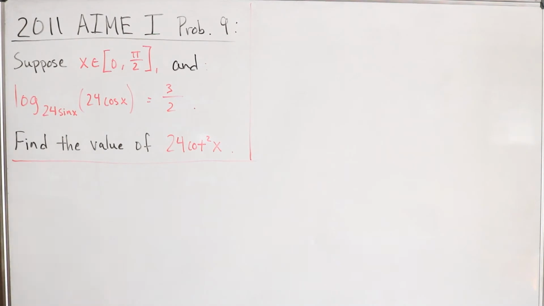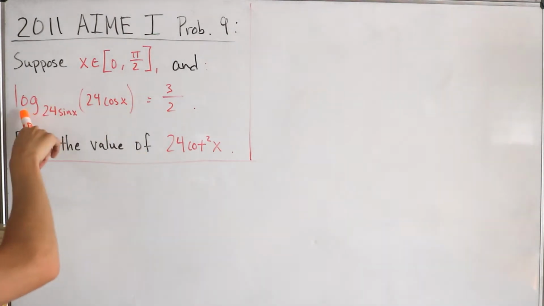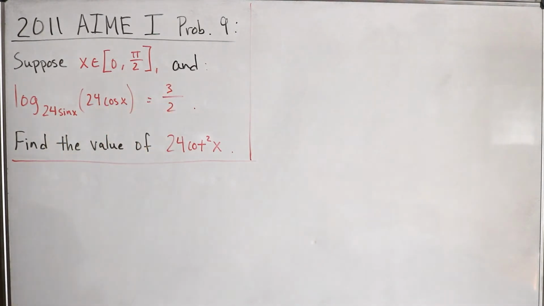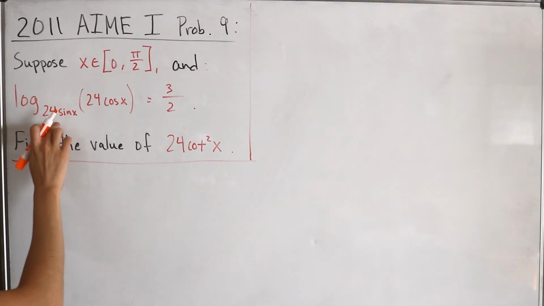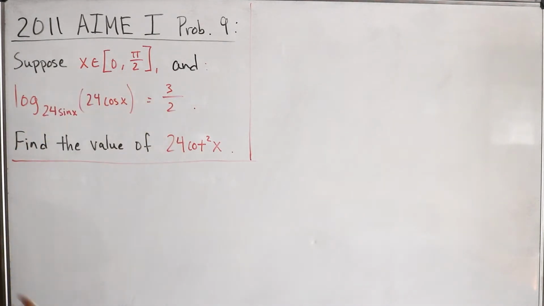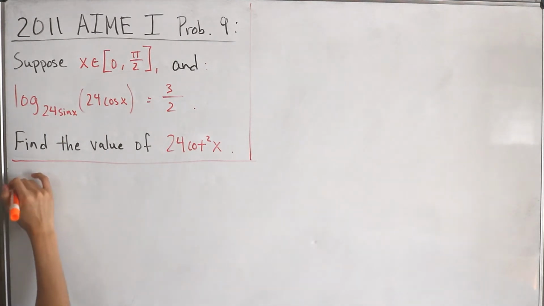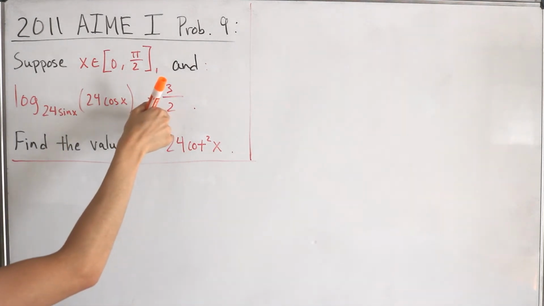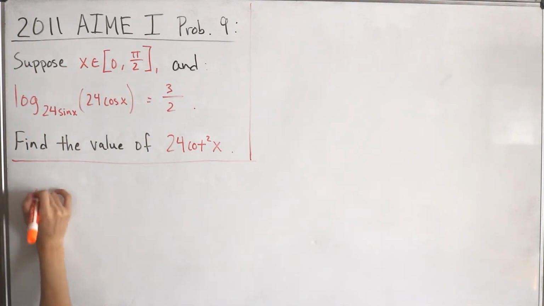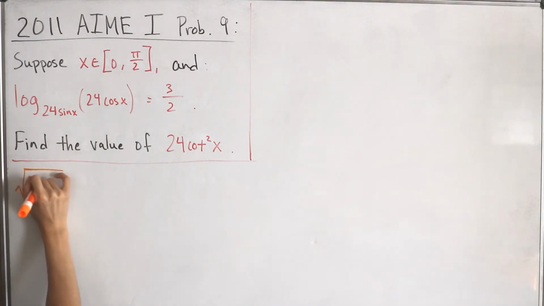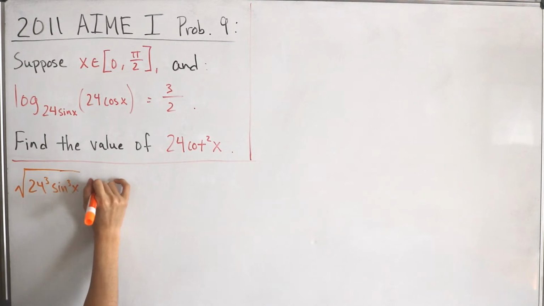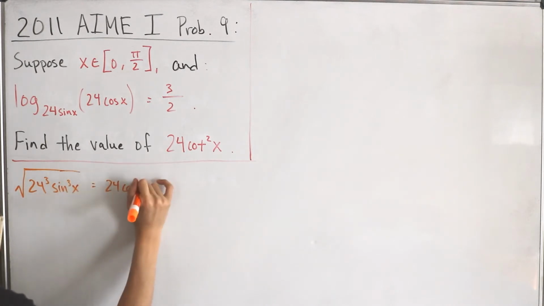First, by definition, given log base 24 sine x of 24 cosine of x equals 3 over 2, the constant raised to the exponent is going to equal the input. So let's use that definition and write this as follows. The 2 is the square root, and the 3 goes inside as the exponent of the input. In other words, the square root of 24 cubed times sine cubed of x is going to equal 24 cosine of x.